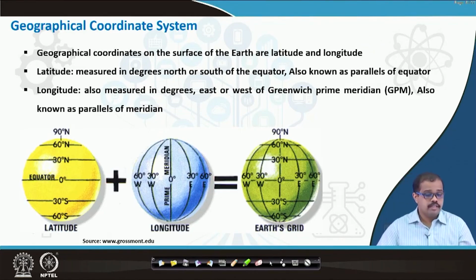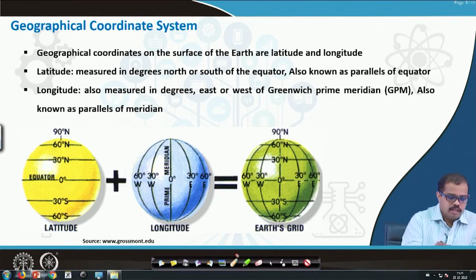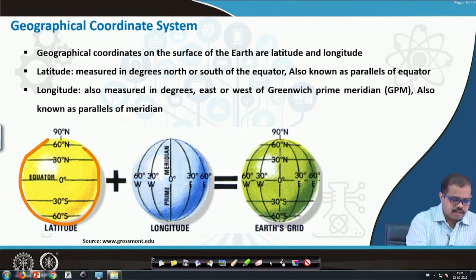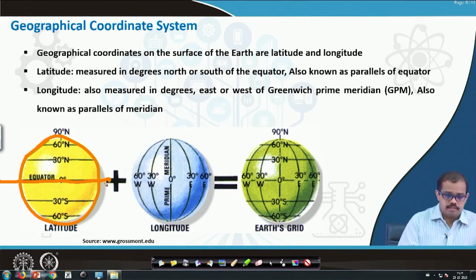When I say latitude, these are measured in degrees north or south of the equator, also known as parallels of the equator. Okay. Longitude is also measured in degrees east or west of the Greenwich prime meridian, also known as parallels of meridian. So when we look at this particular example here, if this is your Earth's surface, okay, now we know the equator is the central line that is passing through the center of the Earth's surface, which is 0 degree.